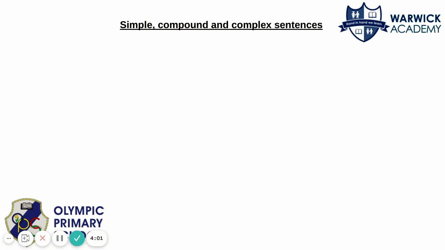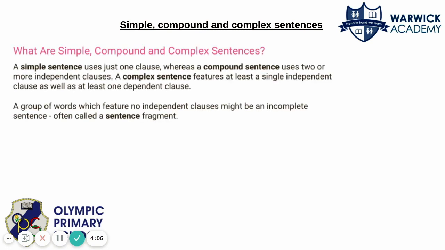Okay, so we get on to simple, compound, and complex sentences. Let me break those down for you. So, a simple sentence has got one clause in it, and you would see that in early years and lower key stage 1, whereas a compound sentence, that you would start to see children using throughout lower key stage 2 and onwards, uses 2 or more independent clauses. So a complex sentence would feature at least a single independent clause as well as one dependent clause.